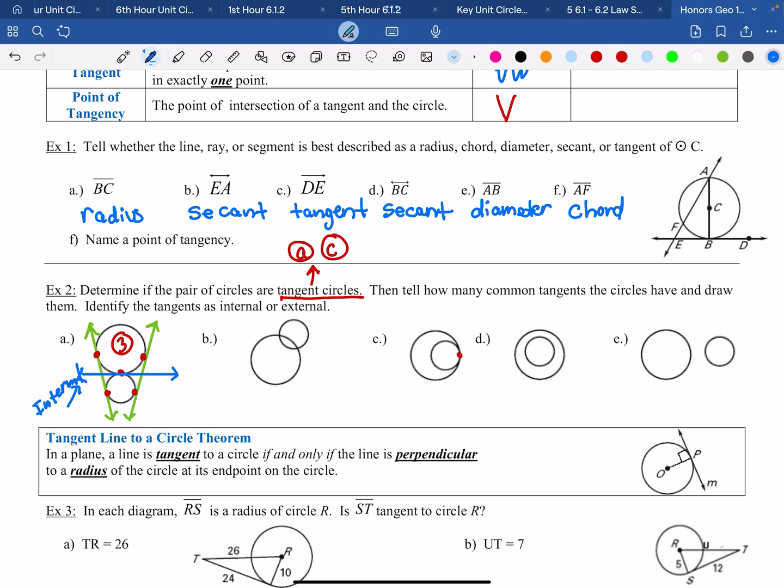Internal. And the other two in green that you see, I'm going to put EXT for external tangent. So that's the 2 in green. Okay. All right. So now that you have a feel for what it means to be a common tangent, internal and external, go ahead and do the other 4 problems and then come back and check your work.